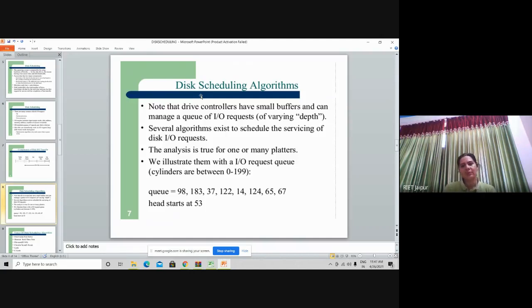To go through disk scheduling, we should know the queue values, that is, where the requests are made. Note that the drive controller has small buffers and can manage a queue of I/O requests of varying depth. Several algorithms exist to schedule the servicing of disk I/O requests. The analysis is true for one or many platters. We illustrate them with an I/O request queue, where cylinders are between 0 and 199. This is a sample example; you can vary it, and in the exam you will find different data sets. In the queue, the head positions are given as 98, 183, 37, 122, 14, 124, 65, and 67. The current head position is at 53.